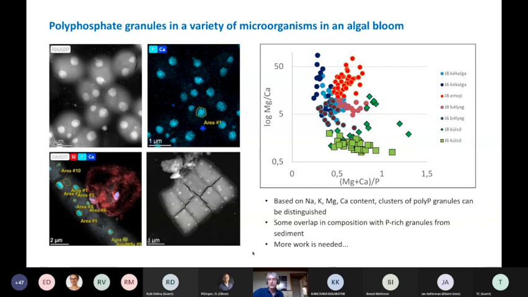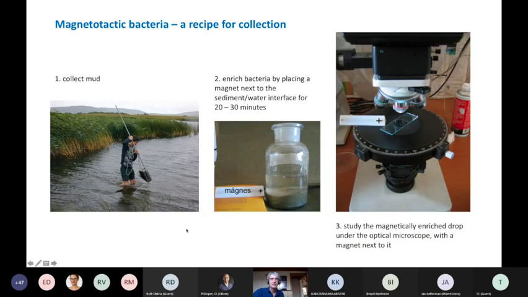And although I wouldn't like to have a large bloom of algae in my lake next summer, if it happens, then we are going to sample it and check the phosphorus movement. So that was the first part. Now we go to some bugs, magnetotactic bacteria. I know that you saw already some examples of magnetotactic bacteria yesterday, so you know what they are.